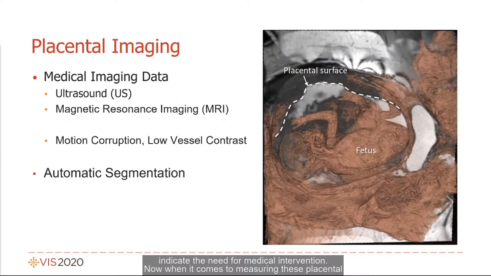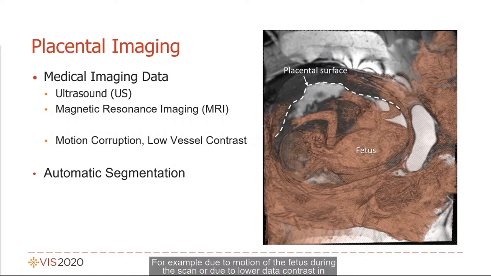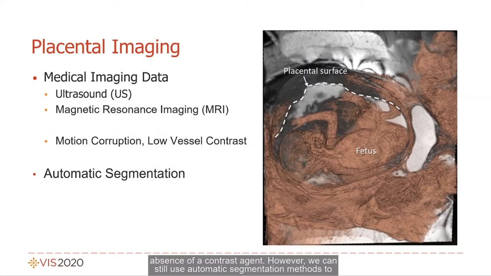Now, when it comes to measuring these placental features, we have to note that we are limited to certain medical imaging modalities. For the protection of the fetus, only non-ionizing methods, such as ultrasound and MRI scans, are taken. The difficult circumstances of imaging a live fetus often reduce image quality, for example, due to motion of the fetus during the scan, or due to lower data contrast in absence of a contrast agent. However, we can still use automatic segmentation methods to measure specific features of the placenta.